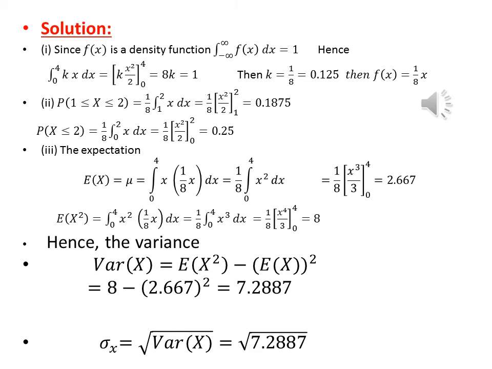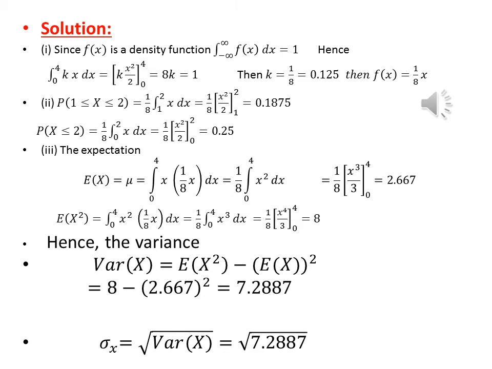So integration from 1 to 2 of f of x. What's f of x? 1 over 8 x. So 1 over 8 x dx equals 1 over 8 x squared over 2 from 1 to 2. Substitute, and we get the probability. Notice that the probability here is greater than 0 and less than 1, so it's correct.